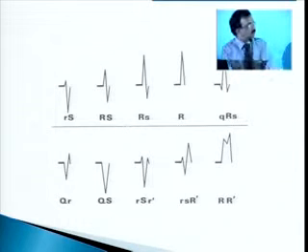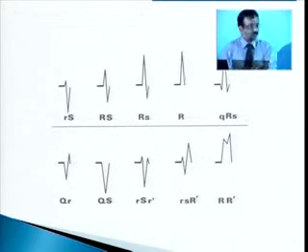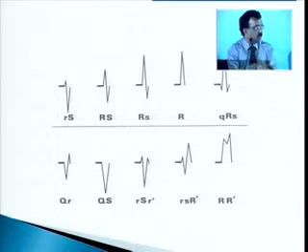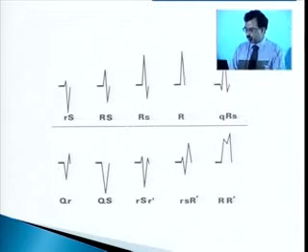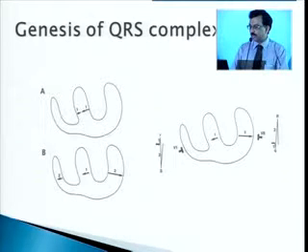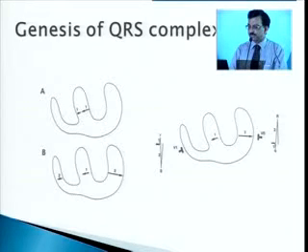Now this is how the nomenclature works in a normal ECG. For example, RS, small r, big S, means the small r is smaller than the big S. This is the nomenclature we use for representing ECGs. In the same way, you can look at the downward deflections QR, QS, RSR, RSR dash, RR dash. These are all the deflections used in the normal QRS complex. The genesis of the QRS complex, as you know, is endo to epicardial depolarization.